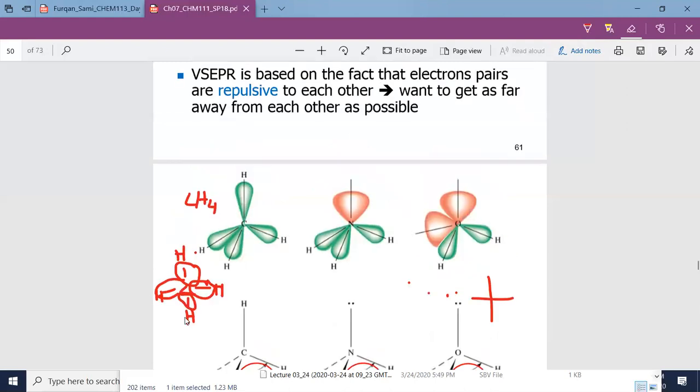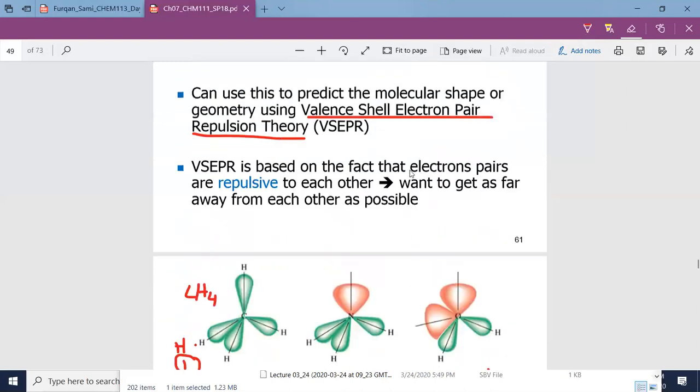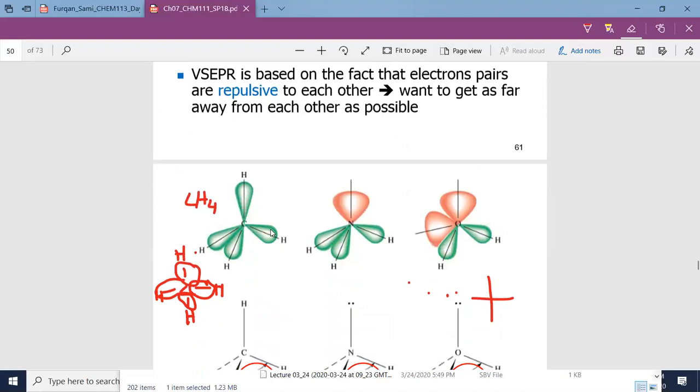Why? Because of the repulsion of these. VSEPR is based on the fact that electron pairs are repulsive to each other and want to get as far away from each other as possible, and that's where they are relaxed, when all of them go far from each other to the best possible distance. They're going to stay there in the space, and that's how they acquire their three-dimensional conformation. It's not going to be flat on just one plane. It's going to be a three-dimensional structure that we're talking about.